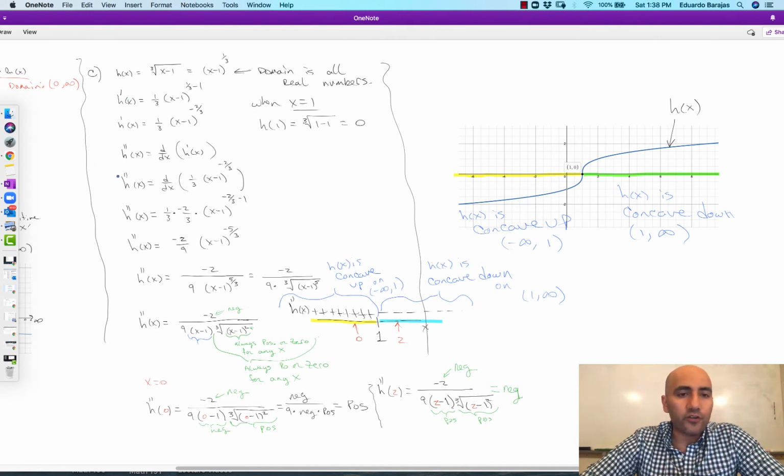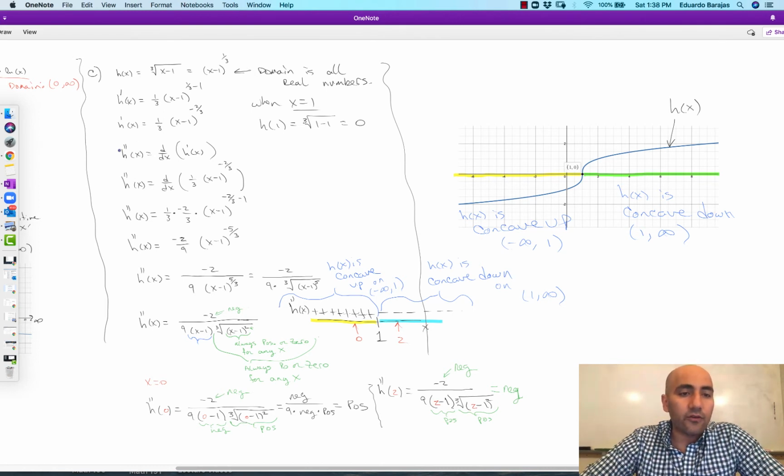We know that when the first derivative is increasing or decreasing, we'll have information about whether the underlying function is concave up or concave down. A first derivative increasing means that the function is concave up. A first derivative decreasing means that the function is concave down. The underlying function is concave down.